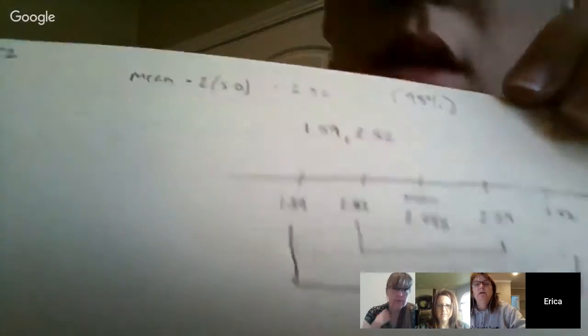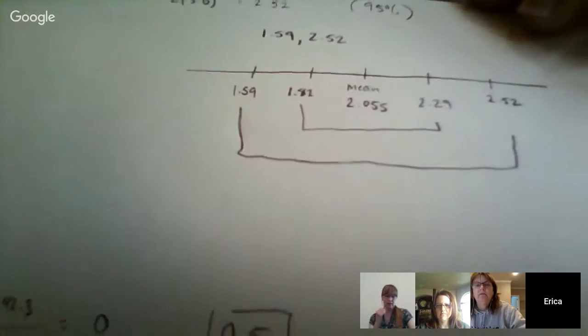Okay, let me pull up my thing so I can see what I'm looking at here. I can't see this if you can. Yeah, I can. I'm covering up my own screen. Can you see that chart?